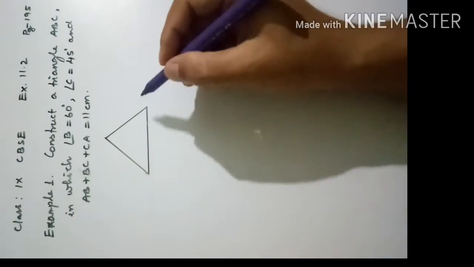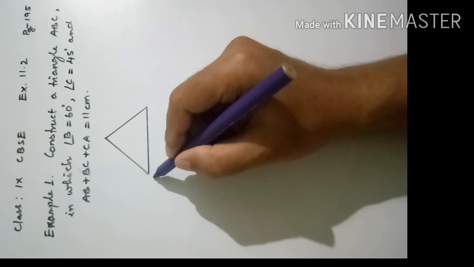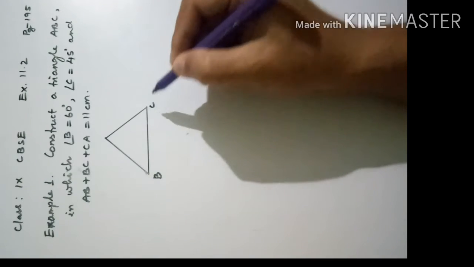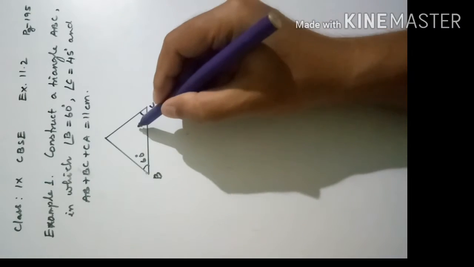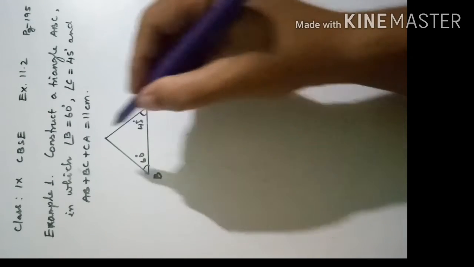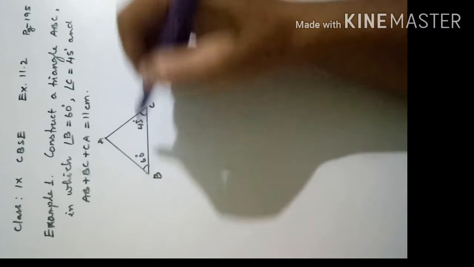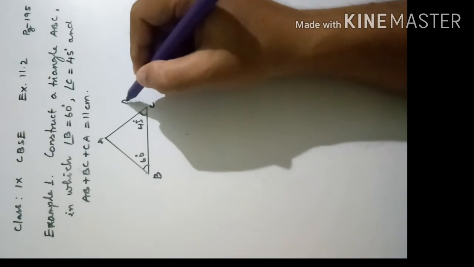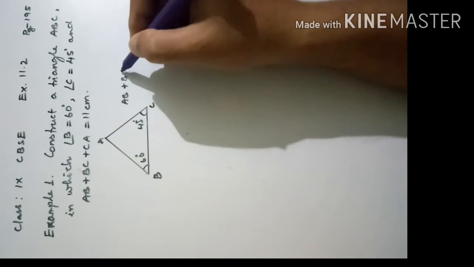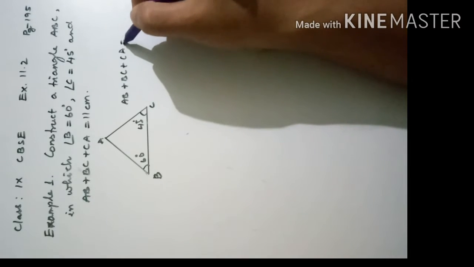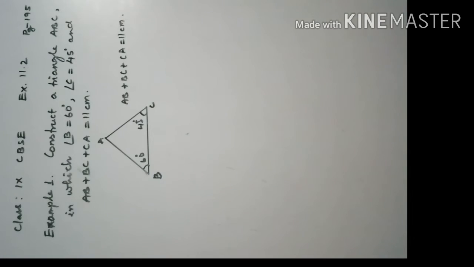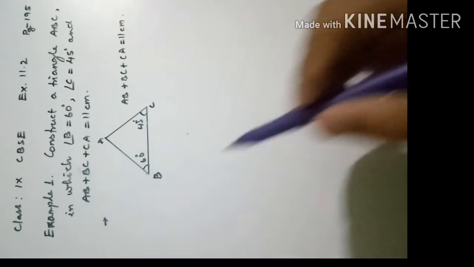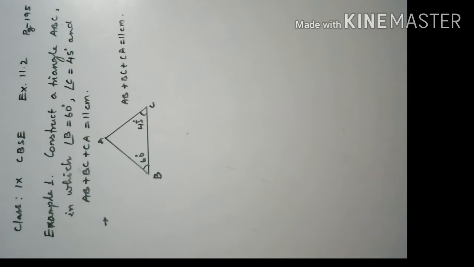Okay, 3 angles, 3 sides. So the base angles are given now. Take that base down as BC. Angle B is 60 degrees, angle C is 45 degrees, and the remaining angle will be A. And AB plus BC plus CA is equal to 11 centimeters. Okay, these are the things given by the question. So let us draw the fair diagram.